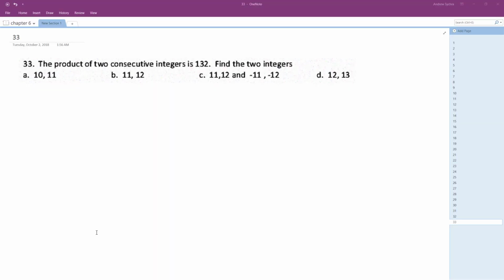All right, so we have the product of two consecutive integers. That means one right after the other is equal to 132. So x times x plus 1, because it's 1 more, is equal to 132. Find the two integers.